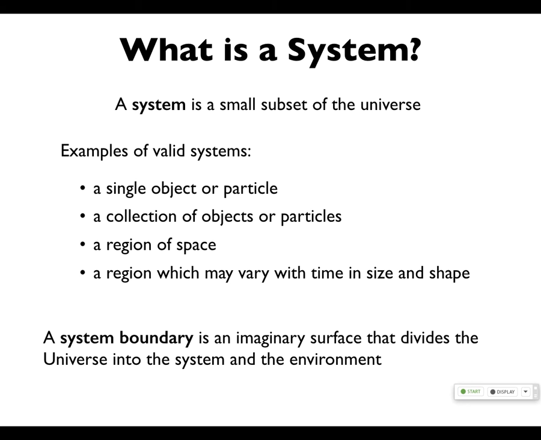So this is a system boundary. It's an imaginary surface, which means like if you wrapped this in saran wrap, but it was invisible, that would be the imaginary surface. Everything outside the plastic wrap would be outside the system, and anything inside would be inside the system. It's just an imaginary boundary that you draw in your mind.